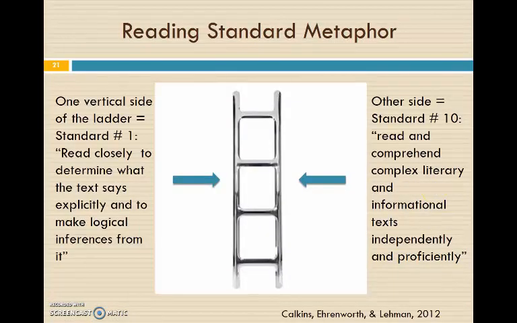So I just want to talk briefly here about reading and how the reading standards are set up a little differently. We're going to use a ladder as a metaphor here. On one vertical side of the ladder, we're going to say that is standard number 1. And here I've got the anchor standard, but it's the same at the grade level. Read closely to determine what the text says explicitly and to make logical inferences from it. Then on the other side, we have the last reading standard, number 10. Read and comprehend complex literary and informational texts independently and proficiently.